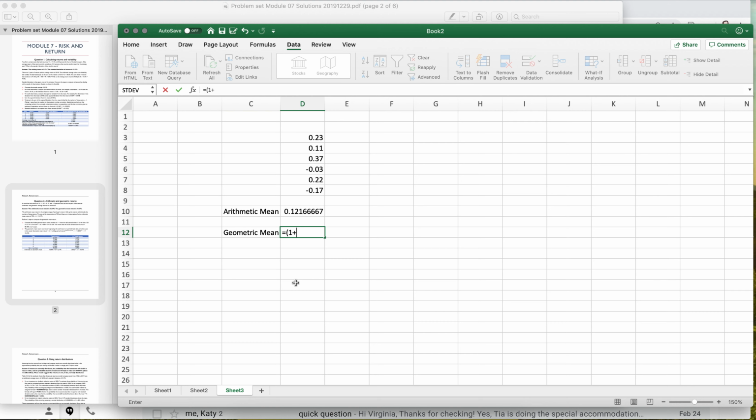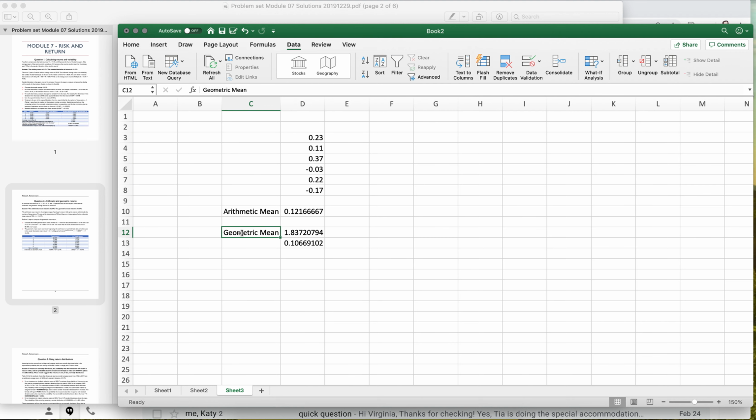is going to be 1 plus that times 1 plus that times 1 plus that times 1 plus that times 1 plus that times 1 plus that. But we have to get the annualized, and there are 6 years, so we're going to do this to the power of 1/6, which should give us, and we can subtract 1 to get it in percent terms.